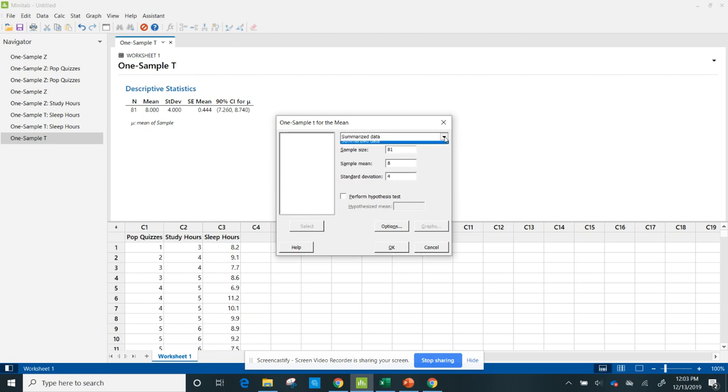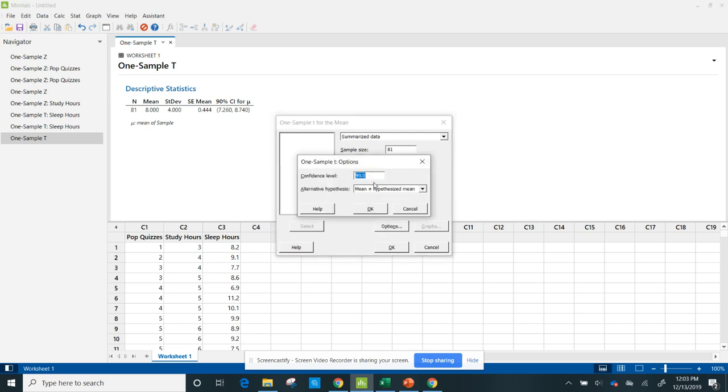I'm going to click on, remember you have two choices, Summarize Data. I'm going to put my sample size of 81, my sample mean of 8, and my sample standard deviation of 4. And then for options, I'm going to make sure it says 90, and then I'm going to make sure that the not equal sign is selected. Again, that's because this is for a confidence interval. I have a lower and an upper bound, which really means it's a between scenario, so it's not equal.